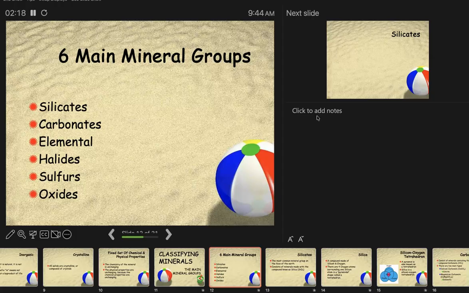We've got a group called the carbonates, the elementals. We've talked about that one a little bit. The halides, sulfurs, and the oxides. And we'll talk about what each of these means in turn. Eventually.